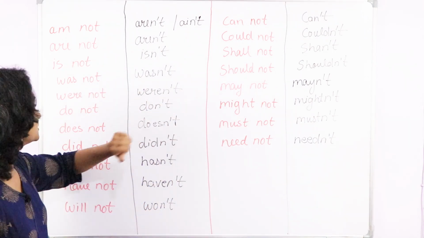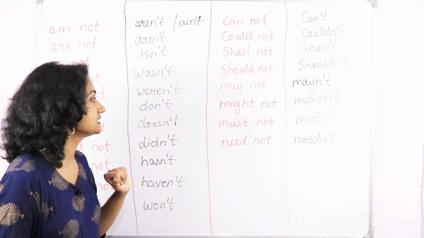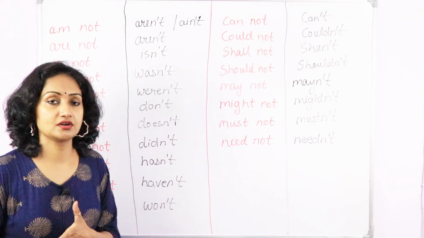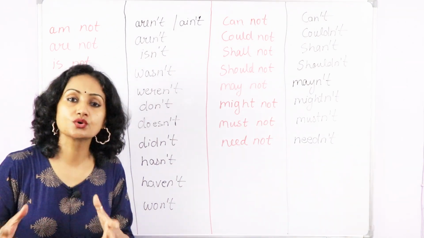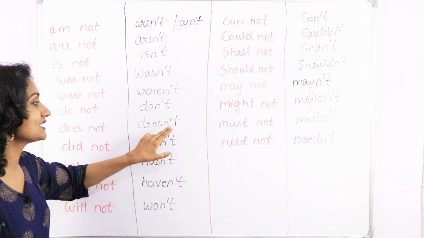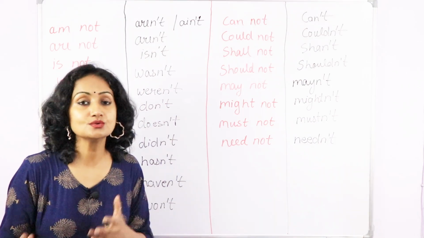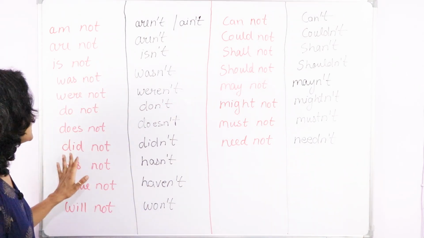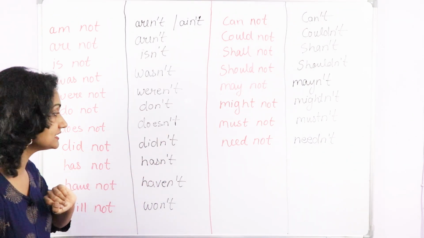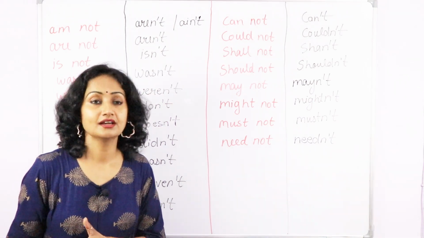Now do not becomes don't, D-O-N apostrophe T. Do not do that, don't do that. I do not know her, I don't know her. Does not becomes doesn't, D-O-E-S-N apostrophe T. He doesn't know that, he doesn't do that. Did not becomes didn't, D-I-D-N apostrophe T. I didn't do that, she didn't do that.